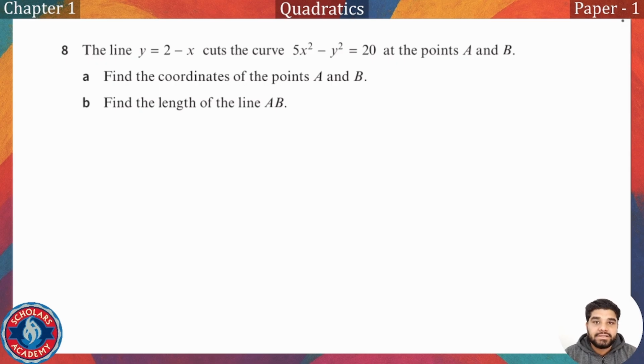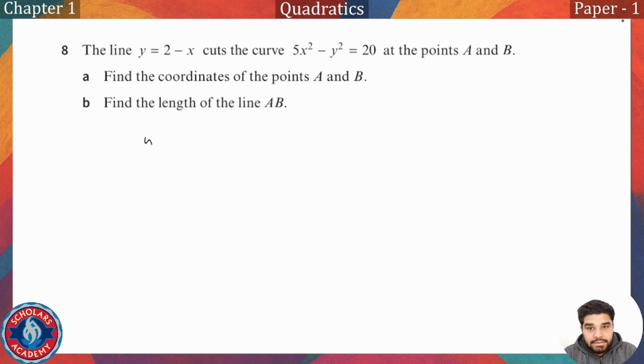So in last lecture we did up till question number 7. Let's continue with question number 8. Question number 8 says we have a linear equation y is equal to 2 minus x that cuts the curve, a quadratic equation 5x square minus y square is equal to 20. So we need to find the two intersecting points.